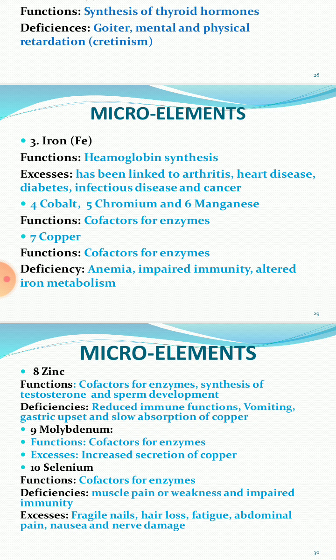Zinc: cofactor for enzymes, synthesis of testosterone and sperm development. Deficiency causes reduced immune function, vomiting, gastric upsets, and slow absorption of copper. Molybdenum: function is cofactor for enzymes. Excess causes increased secretion of copper. Selenium: function is cofactor for enzymes. Deficiency causes muscle pains or weakness and impaired immunity. Excesses cause fragile nails, hair loss, fatigue, abdominal pain, nausea, and nerve damage.